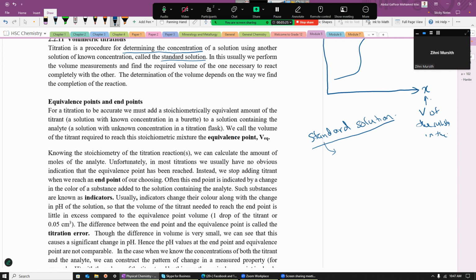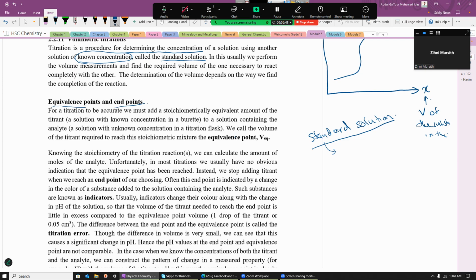Standard solution using another solution of non-concentration, right? So in the context of titration, you can simply say that the standard solution is a solution whose concentration is known, right? Okay, now we have 2 points, equivalence point and end point, right?